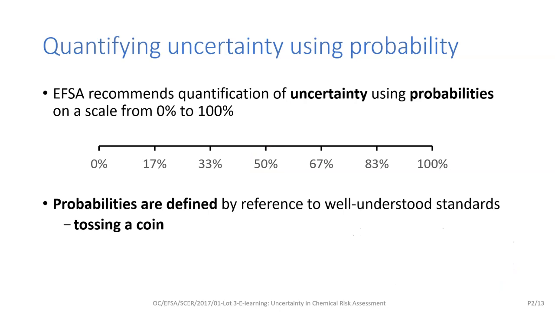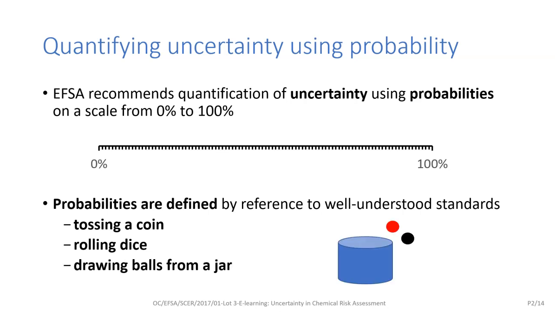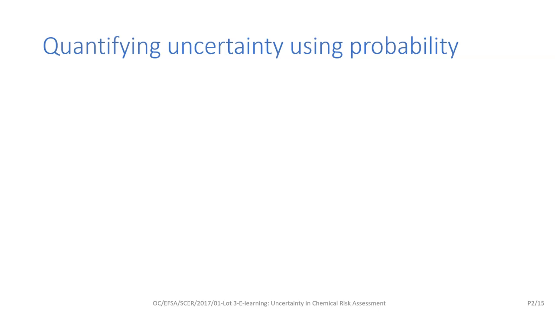More probabilities, from 1 chance in 6 to 5 chances in 6, can be defined by comparison to rolling a dice. And any probability can be defined by comparison to taking coloured balls from a jar or a bag. For example, 90% probability means 9 chances out of 10, as likely as drawing a red ball from a jar containing 9 red balls and 1 black one. So, how can we quantify uncertainty using probability?